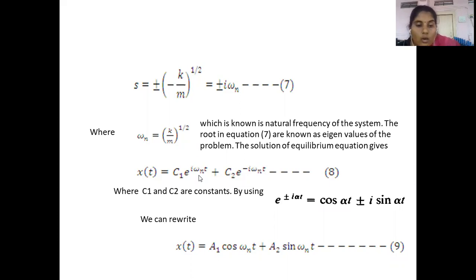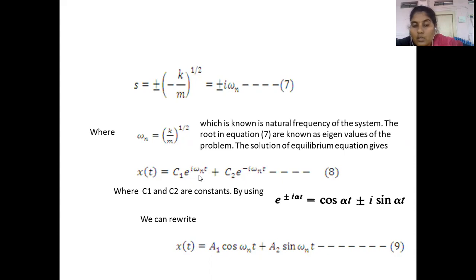So we have to solve this equation number 8 for these two parameters, which are e raised to plus or minus i alpha t. Both these formulas will be used in this equation number 8, and we will solve the derivation. We will solve this equation number 8 and get the values of C1 and C2 and the values of S. S we already got, that is plus or minus i omega n. By putting this value in equation number 8, we get C1 into e raised to i omega n t plus C2 into e raised to minus i omega n t.